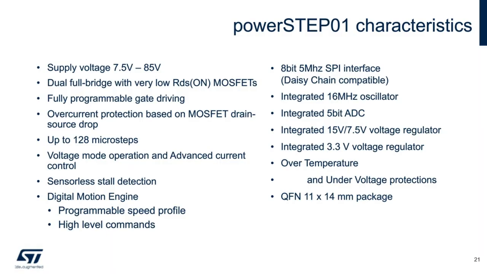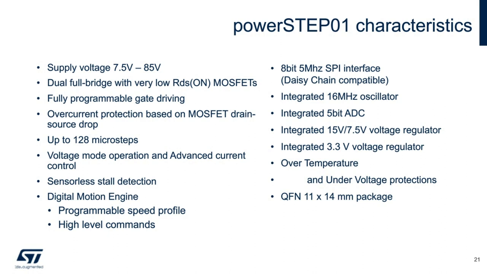The overview of the electrical characteristics of PowerSTEP01. The operating voltage range is between 7.5 volts and 85 volts. Low RDS(on) MOSFETs, which are built inside the package, allow you to energize the coils of the stepper motor up to 10 amps RMS. One of the key factors important to achieve such a high current is also proper PCB layout. The PowerSTEP01 has a built-in overcurrent protection based on MOSFET drain-source drop.